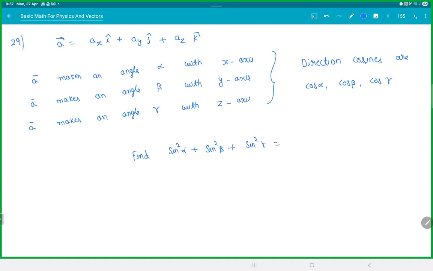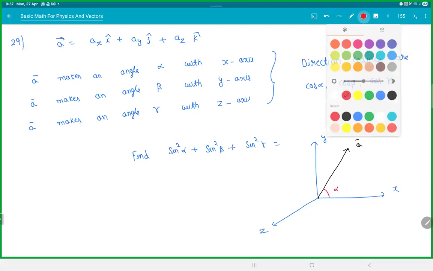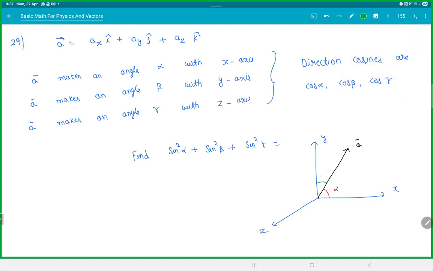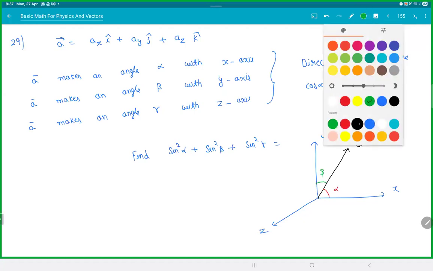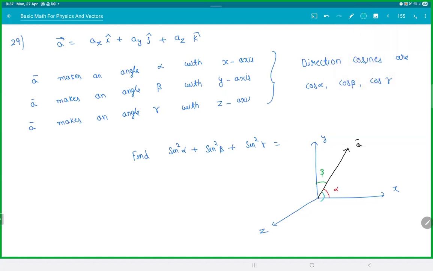And just to give a little more context, the picture will look something of this sort. So if you're taking x, y, z, and let's say this is your vector a bar. If you take an angle with the x-axis, this angle is alpha. If you take the angle with the y-axis, this is your beta. The angle with the z-axis is this gamma. So it's a three-dimensional thing there.